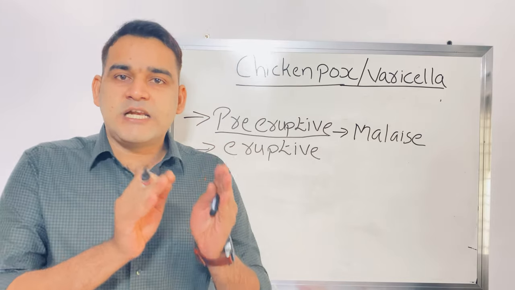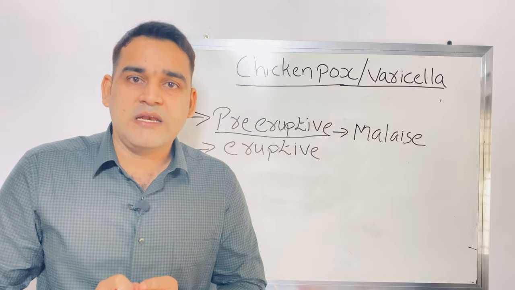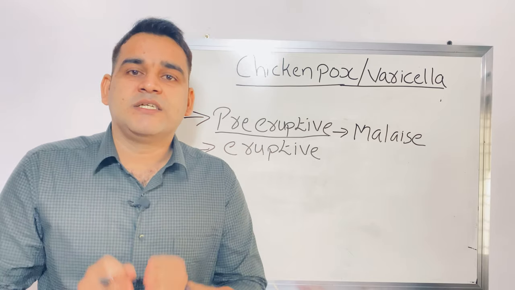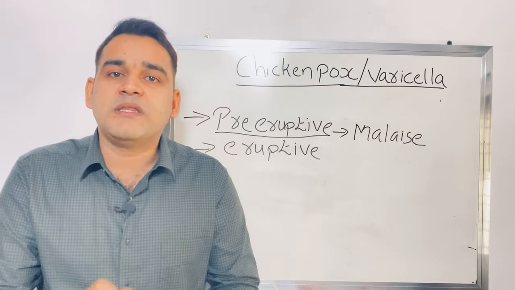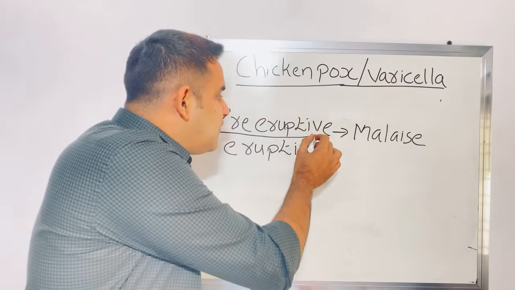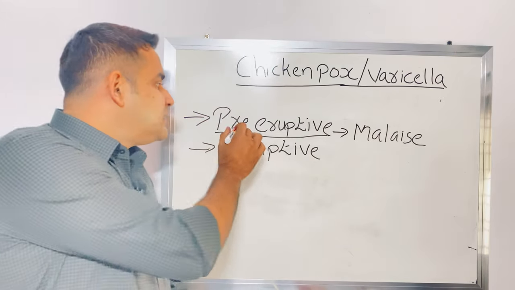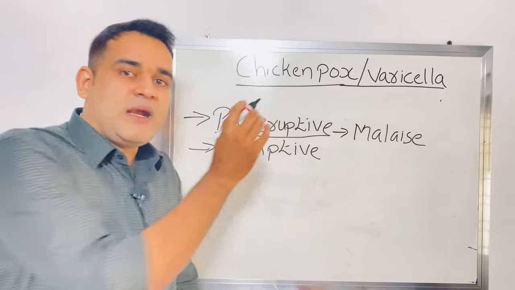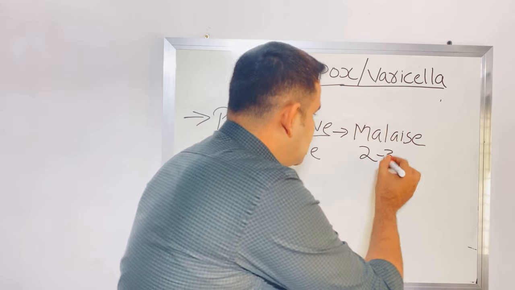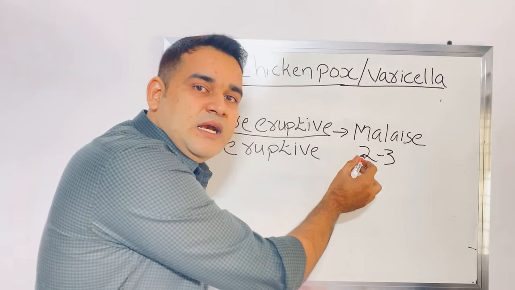In children, the appearance of the rash may be the first sign. Okay, it may start along with the fever. The pre-eruptive stage will last for 24 hours only. But in a healthy adult, it may last up to 2 to 3 days.